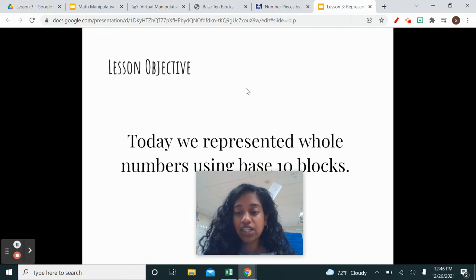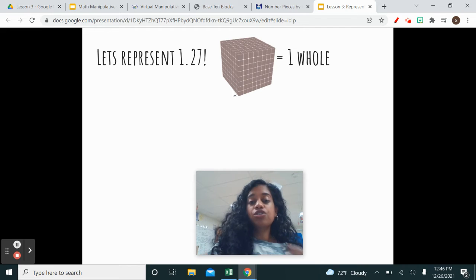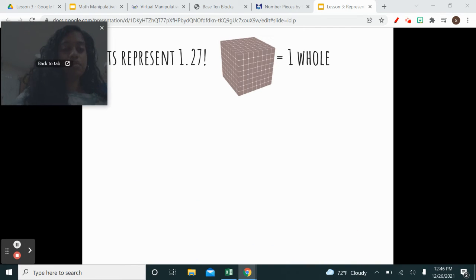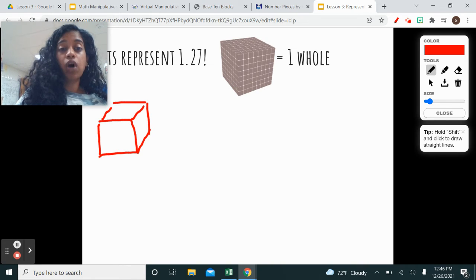And this one, we're actually going to change it to a cube. So what would happen if we make our whole our cube? That would mean that my whole is the 1,000 cube, right? Now, how many wholes do I have? I have 1 whole.